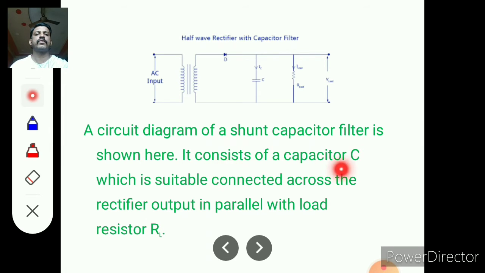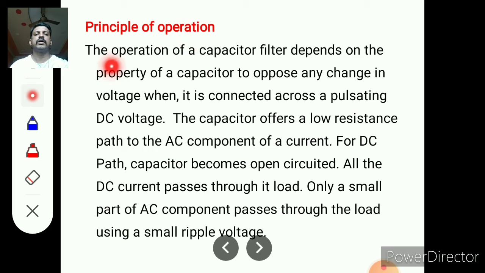It consists of a capacitor C which is suitably connected across the rectifier output, in parallel with the load resistance RL. So here is the load resistance RL and here is the capacitor. Here is our transformer, this is the input winding, this is the output winding, primary winding, secondary winding, and here you will get the output voltage. Principle of operation: the operation of a capacitor filter depends on the property of a capacitor to oppose any change in voltage when it is connected across a pulsating DC voltage.